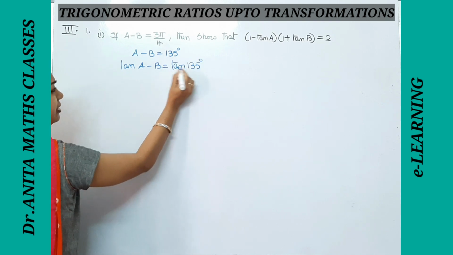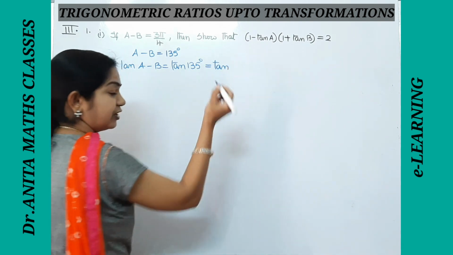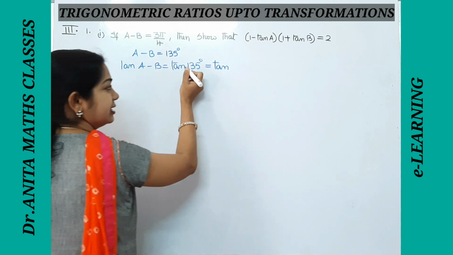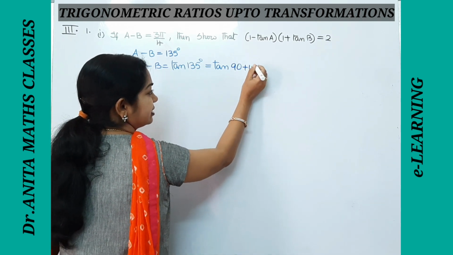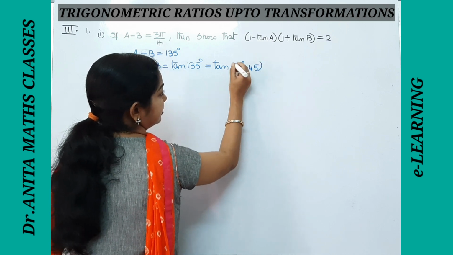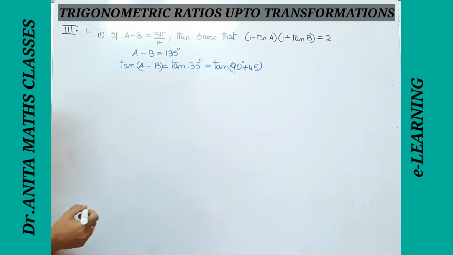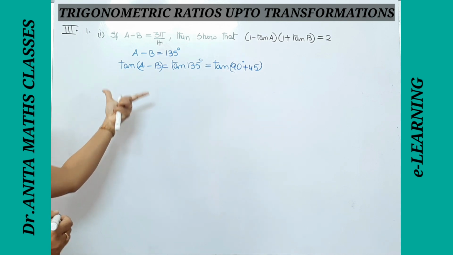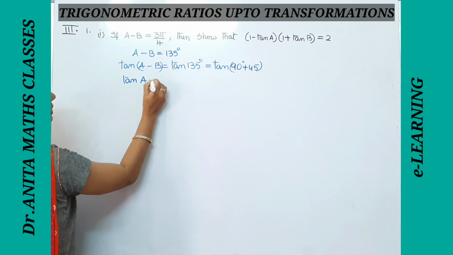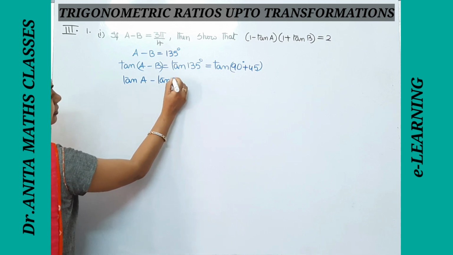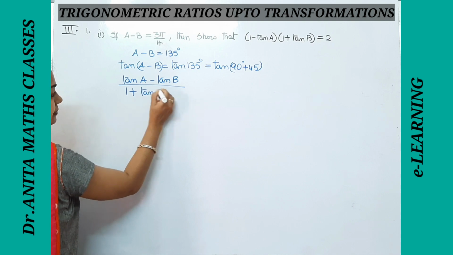Now this 135, I can write it as 180 minus 45, or we can write it as 90 plus 45. Either way you write, you get the same answer. Now this tan(a minus b), we will expand it using the formula. This is nothing but (tan a minus tan b) upon (1 plus tan a tan b).